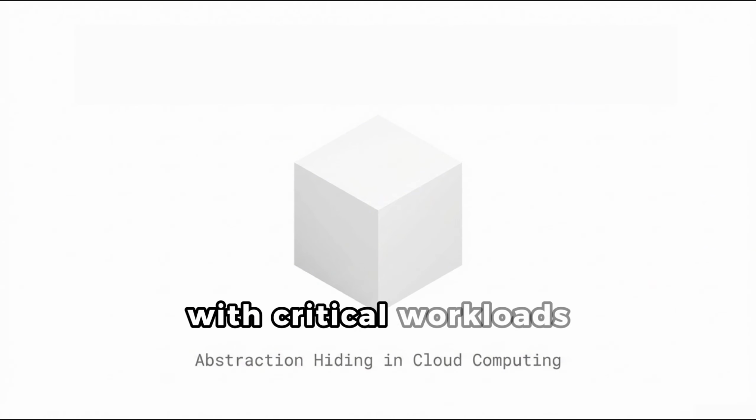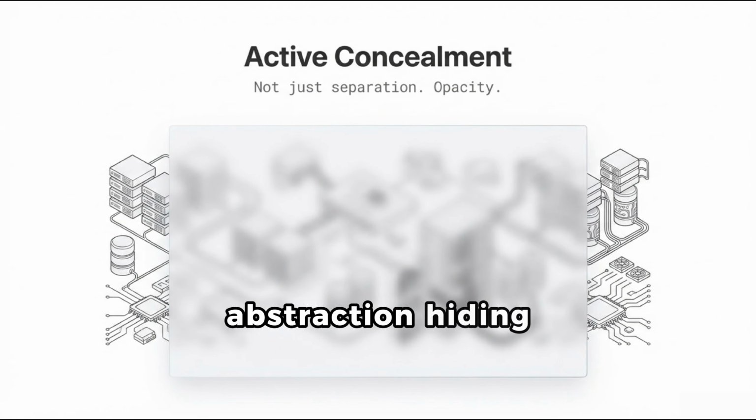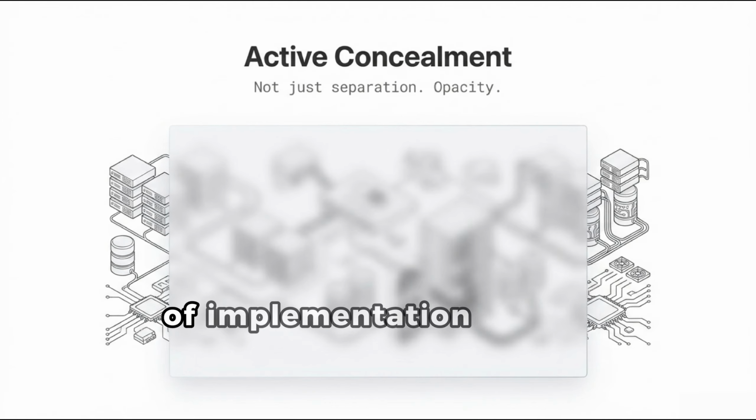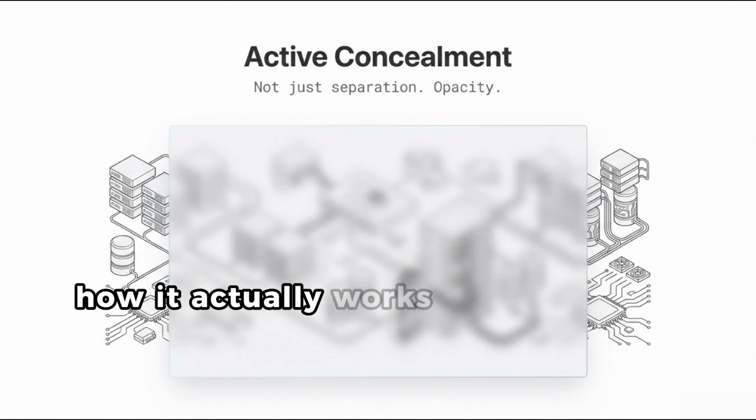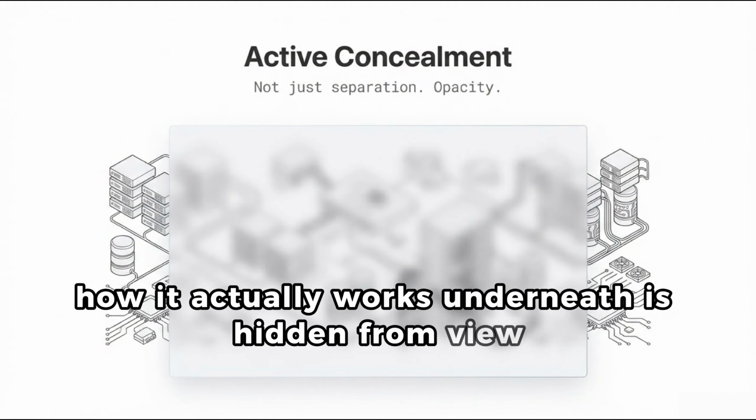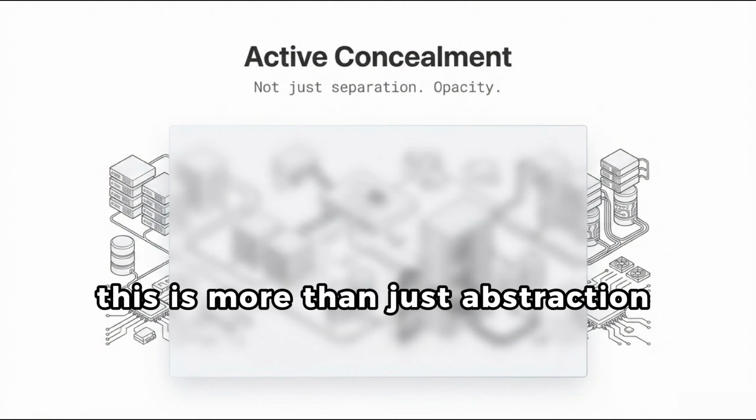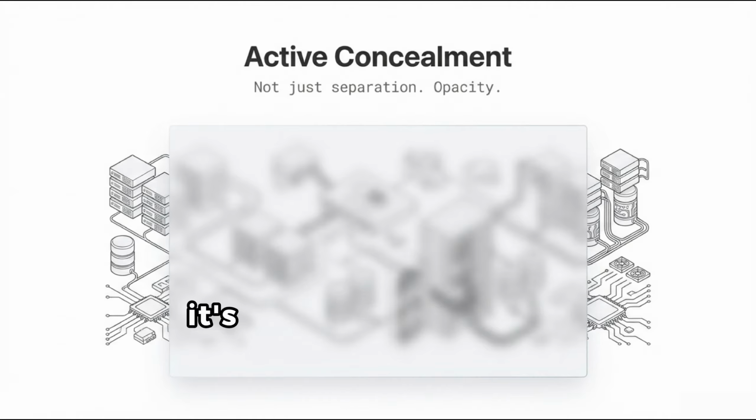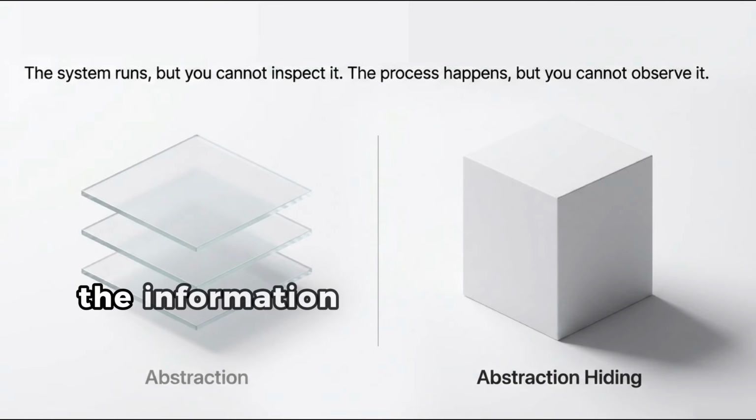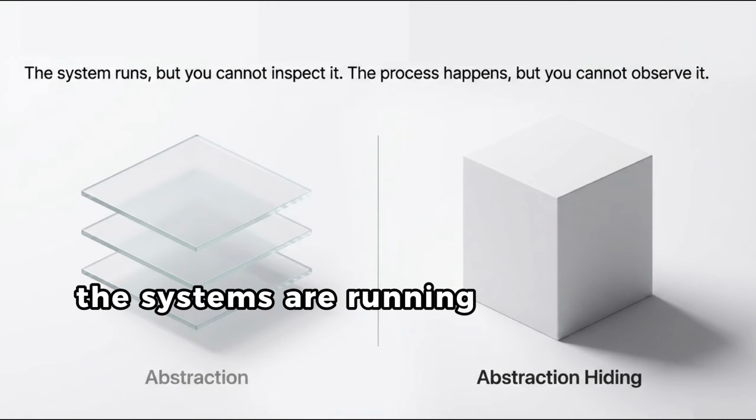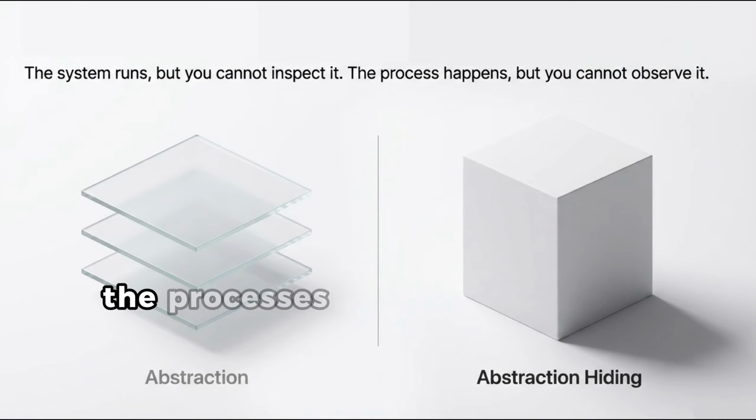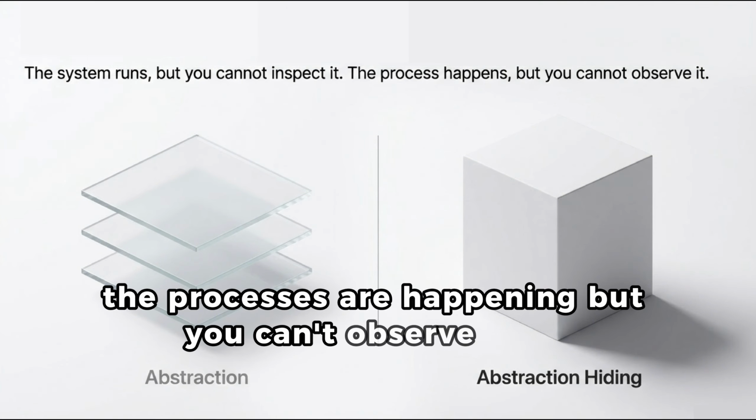systems with critical workloads. Abstraction hiding is the deliberate concealment of implementation details behind simplified interfaces. The provider shows you what you need to interact with the service. Everything else, how it actually works underneath, is hidden from view. This is more than just abstraction layers creating boundaries. It's active concealment. The information exists, but you don't get access to it. The systems are running, but you can't inspect them. The processes are happening, but you can't observe them.